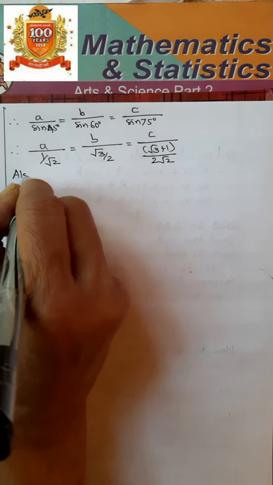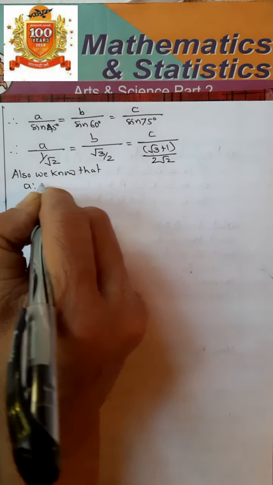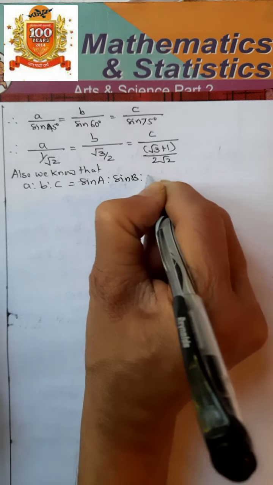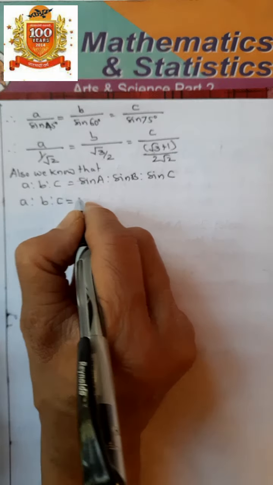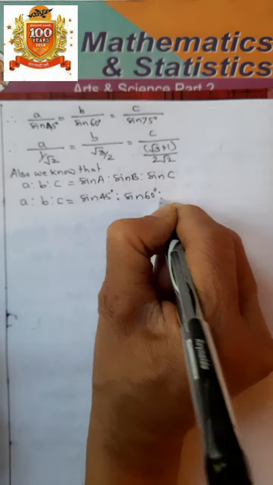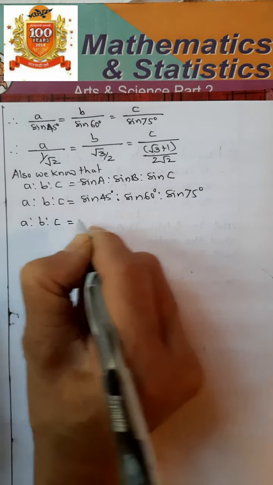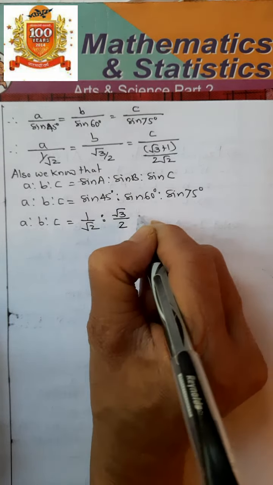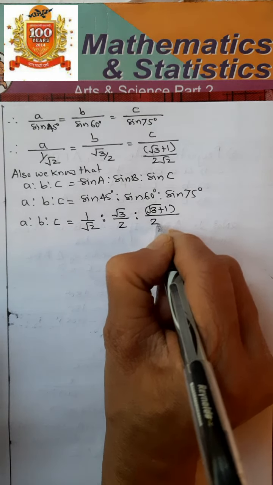We know that a is to b is to c is equal to sine A is to sine B is to sine C. Therefore a is to b is to c is equal to sine 45 degree is to sine 60 degree is to sine 75 degree. a is to b is to c is equal to 1 upon root 2 is to root 3 by 2 is to root 3 plus 1 upon 2 root 2.